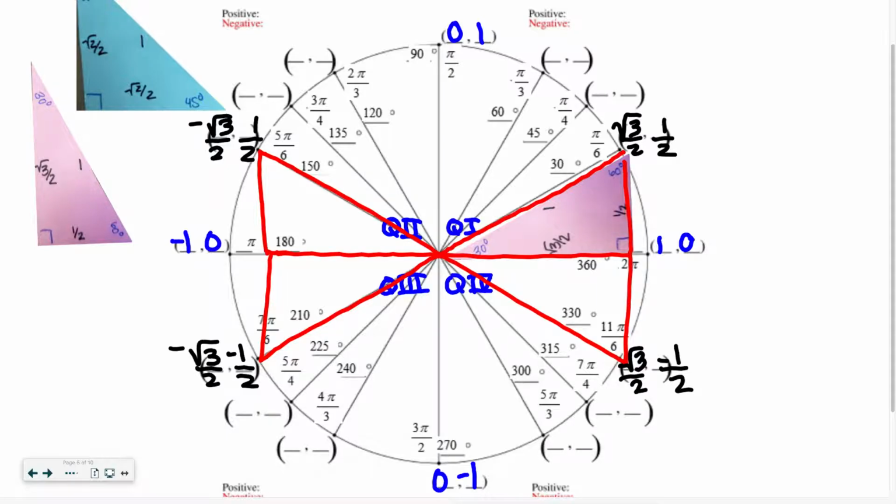Okay, so now you can use a different color highlighter if you would like to. Highlight the next family, which is going to be 45 degrees, or the pi over 4s.